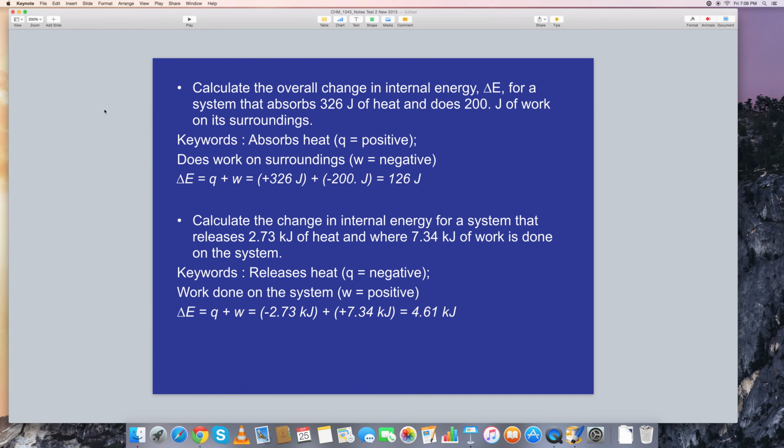Into the delta E equals Q plus W equation, we insert Q as a negative value, negative 2.73 kilojoules, and W as a positive value, positive 7.34 kilojoules. This yields 4.61 kilojoules as the answer for delta E.